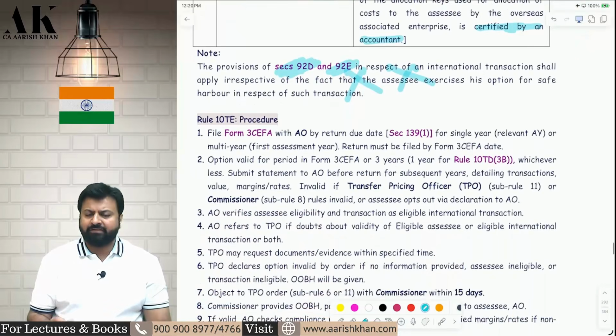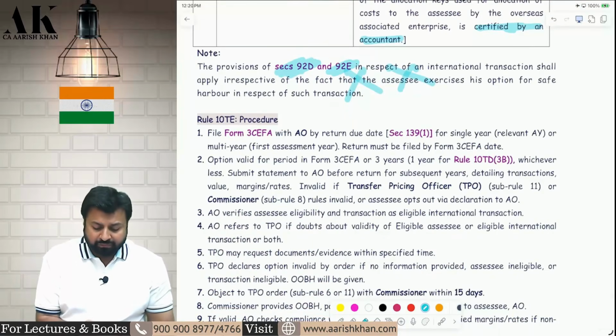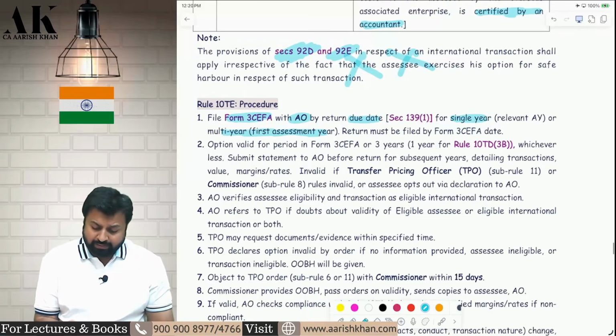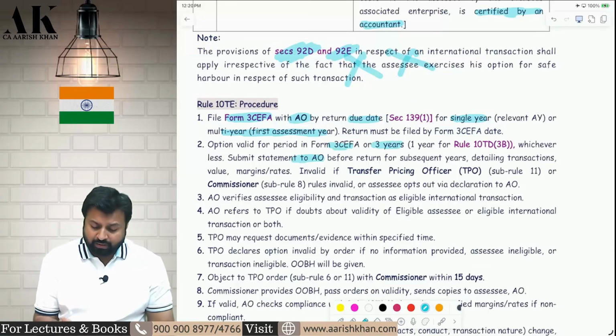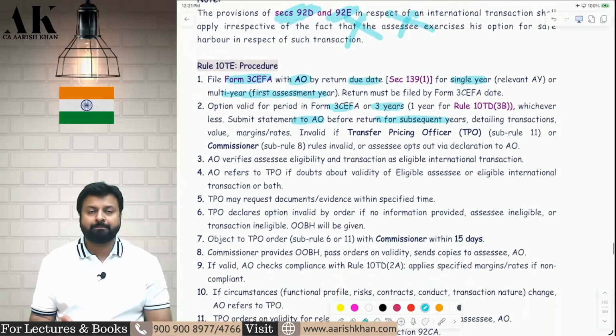Now how to opt for safe harbor? Very simple procedure is there. You have to fill a form 3CEFA and give it to the AO by the due date. You can give it for a single year and you can also give it for multiple years. You can give for 1 year or you can give for 3 years also. You have to give the statement to the assessing officer before the due date of filing of return.